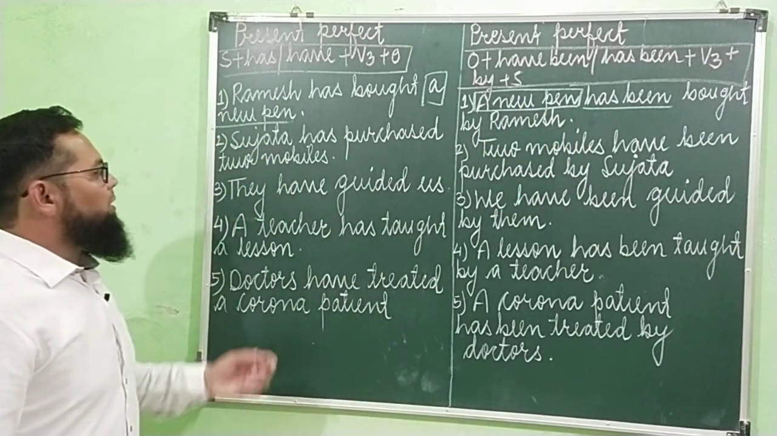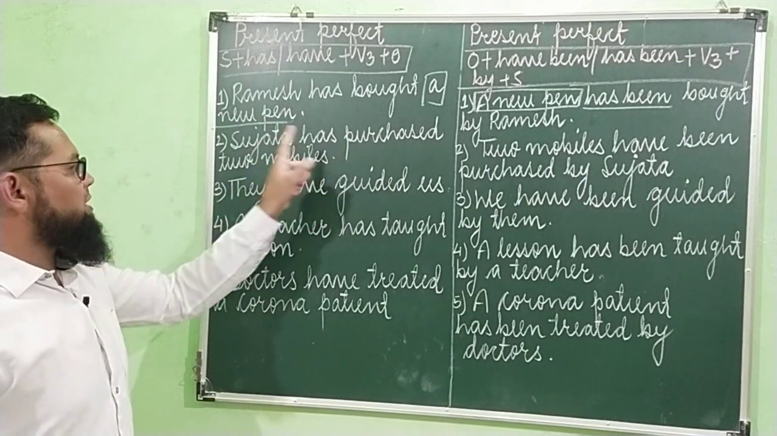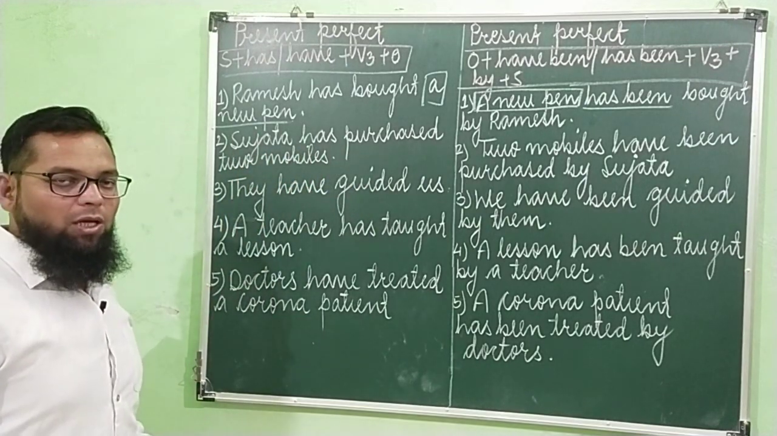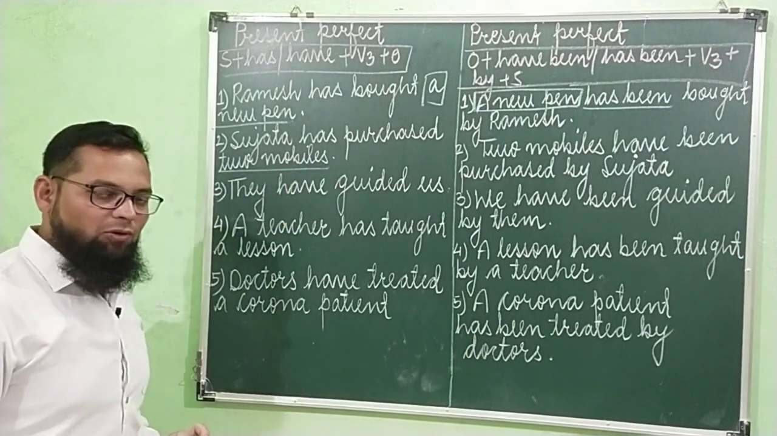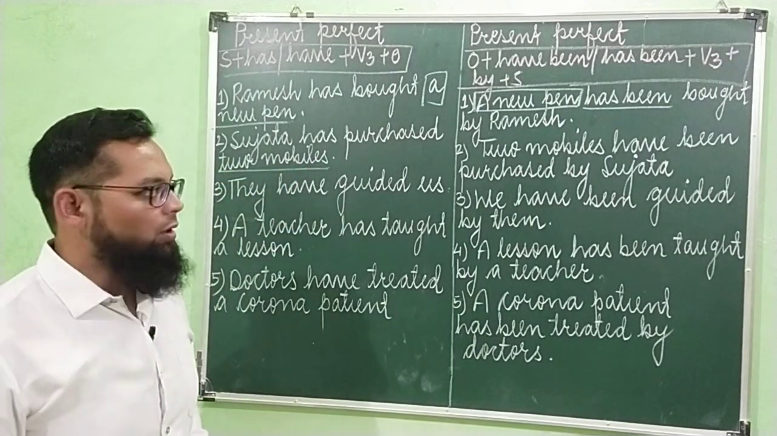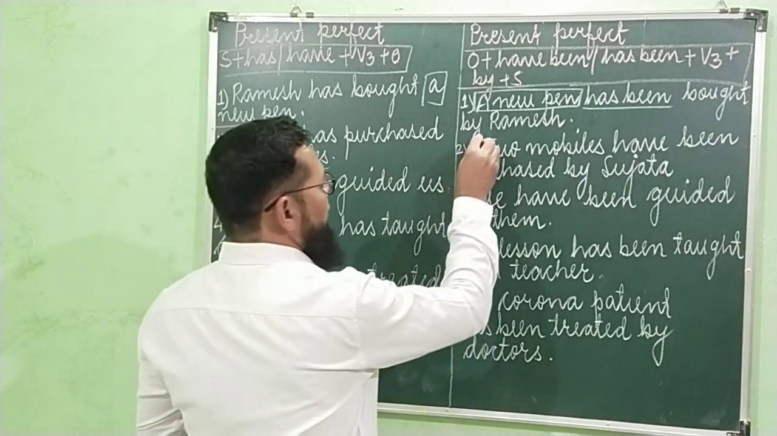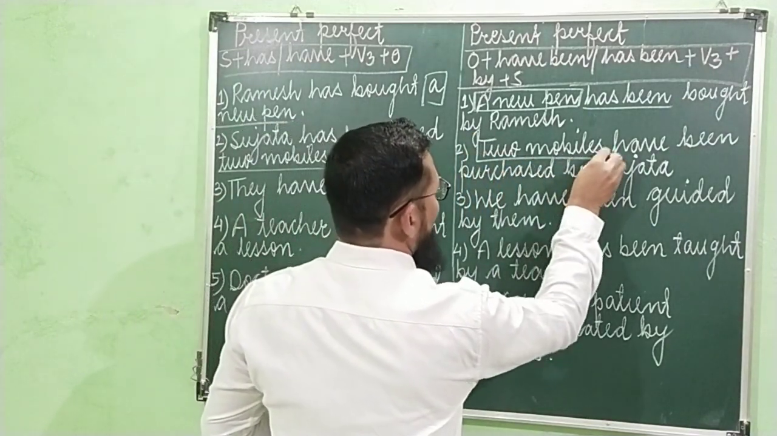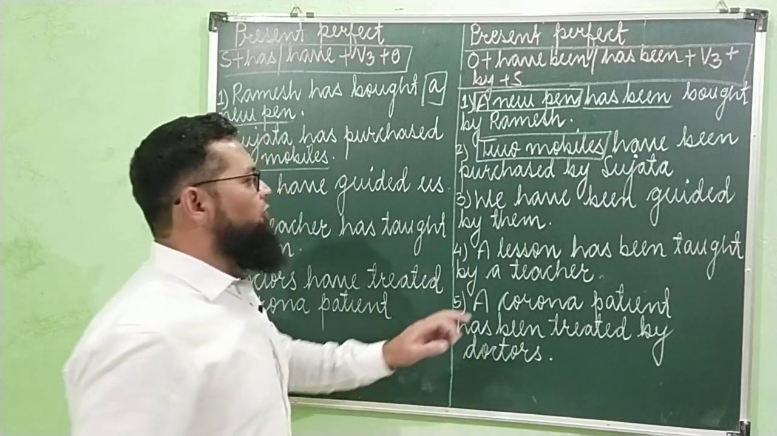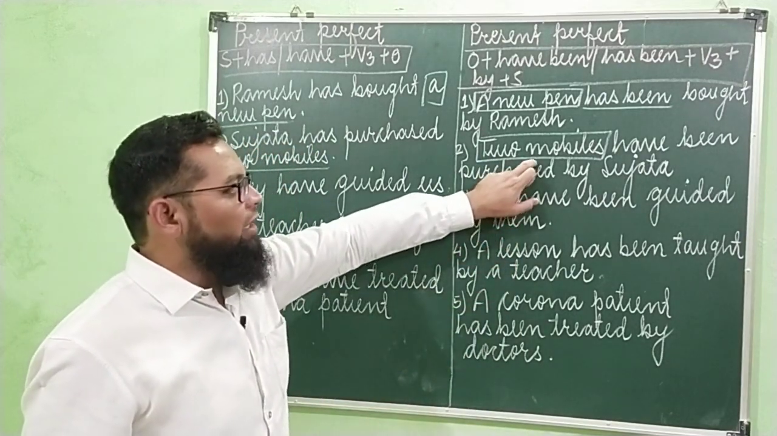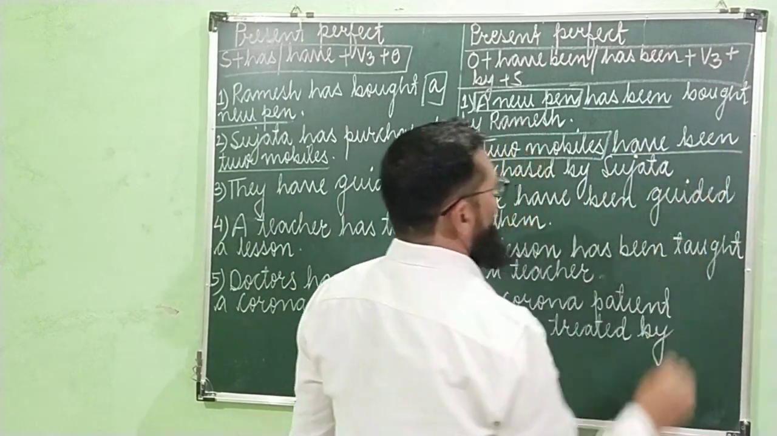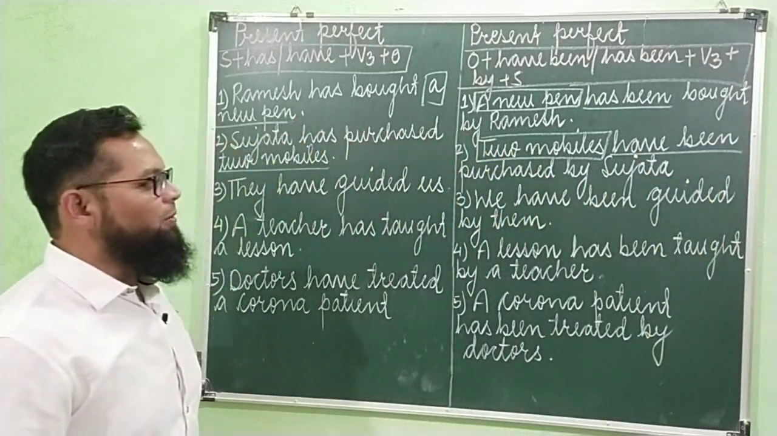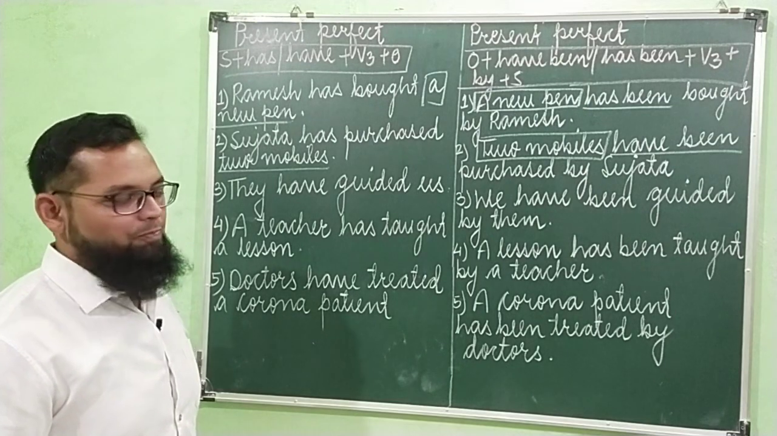The next example, Sujata has purchased 2 mobiles. Now what is the object here? 2 mobiles. Now is it singular or plural? Plural. So here I have used 2 mobiles at the beginning of the passive voice sentence. Now as I told you, if the object is plural, then we have to use what? Have been. So here I have used have been. 2 mobiles have been purchased by Sujata.